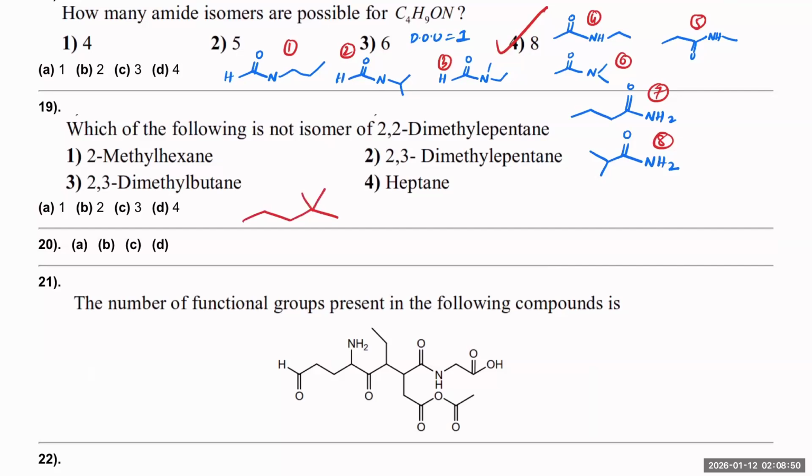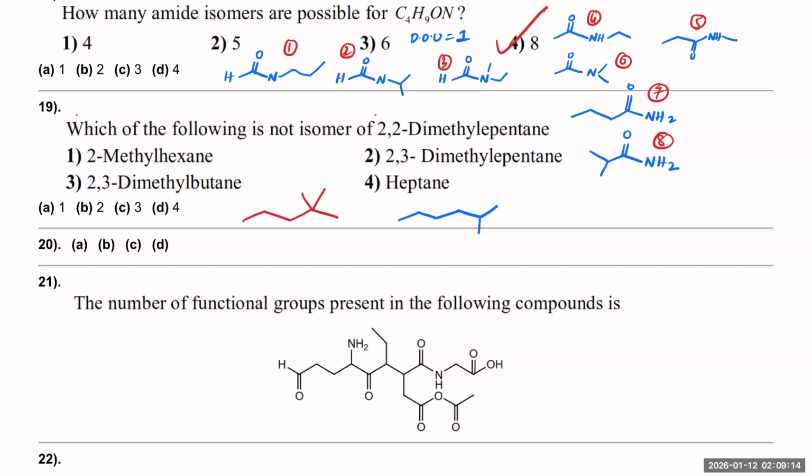2,2-dimethyl pentane. So this is the pentane form we have, which means you just simply count the number of carbons here. And my suggestion is to check option A, B, C, D by drawing it. First hexane. So we have 1, 2, 3, 4, 5, 6, and 2-methyl hexane like this. Correct? This is the one we have.